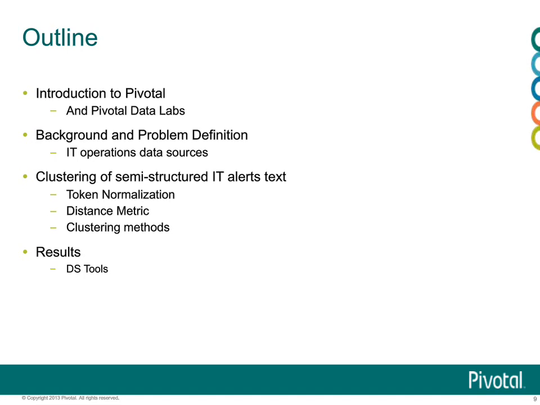Pivotal as a company was spun out in April 2013 by combining big data assets from Greenplum and cloud assets from VMware.